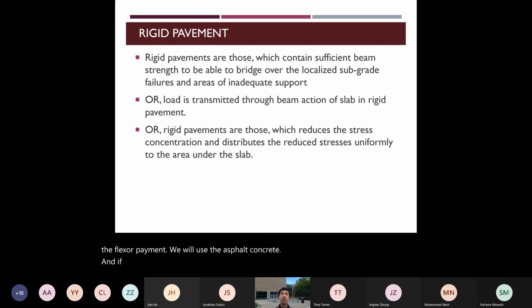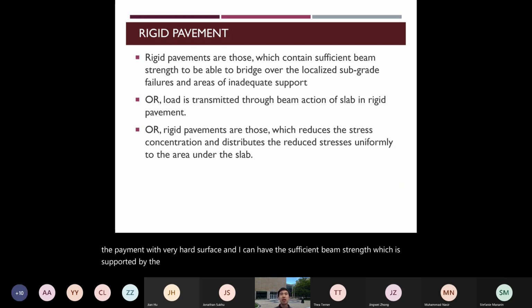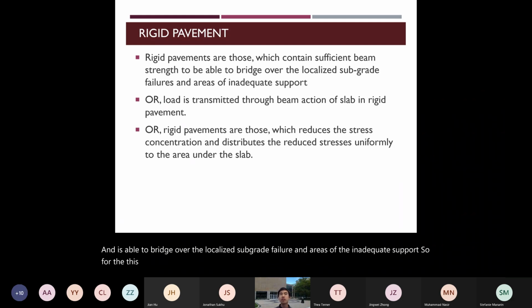If we check the features of the rigid pavement, we can see that it is a pavement with a very hard surface, and it has sufficient beam strength, which is supported by the PCC slab, and is able to bridge over localized subgrade failure and areas of inadequate support. This means that for the rigid pavement, most of the load and all the stress is supported by the PCC slab instead of the layers below. So we have to make sure that the surface is hard enough.